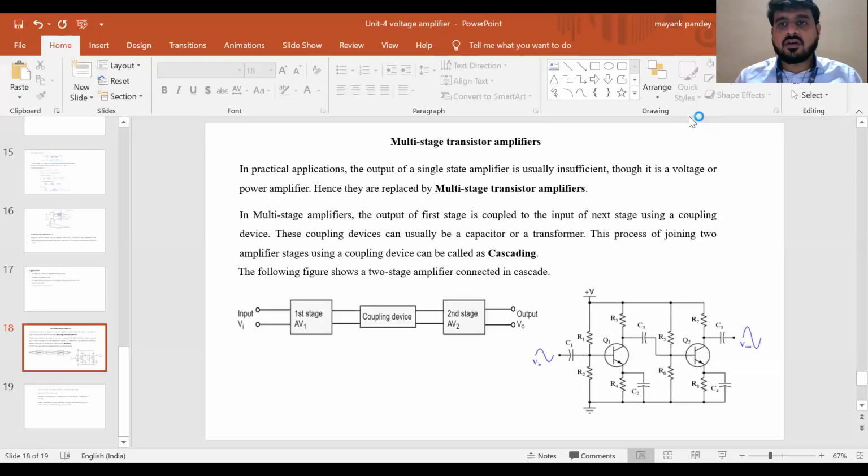Good evening. We are going to continue what we studied last class. We have done the problems related to the CC amplifiers.